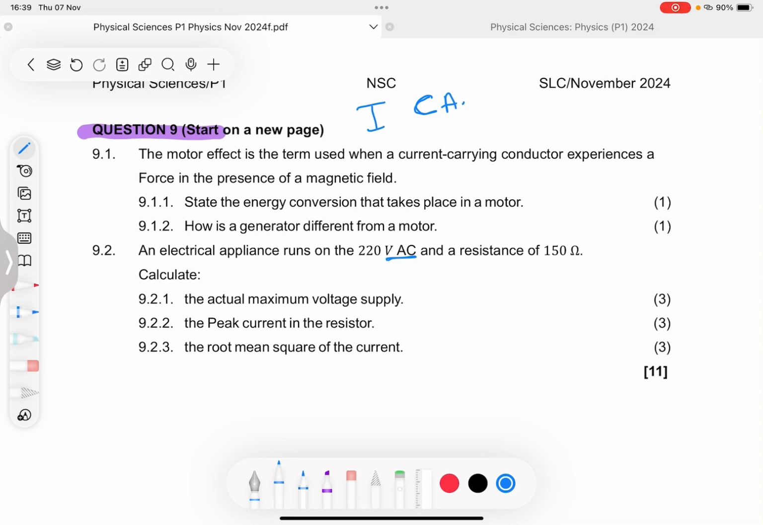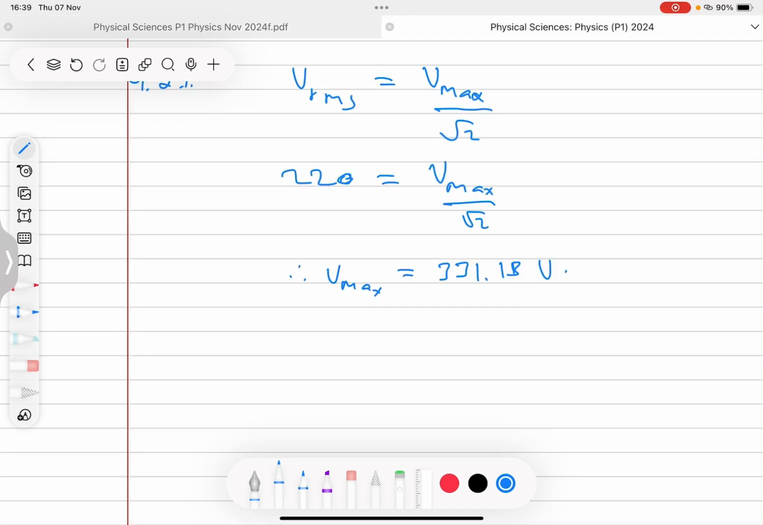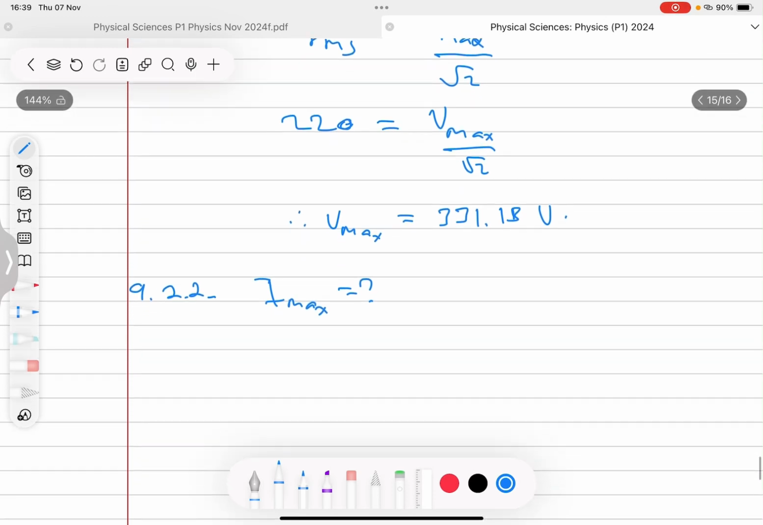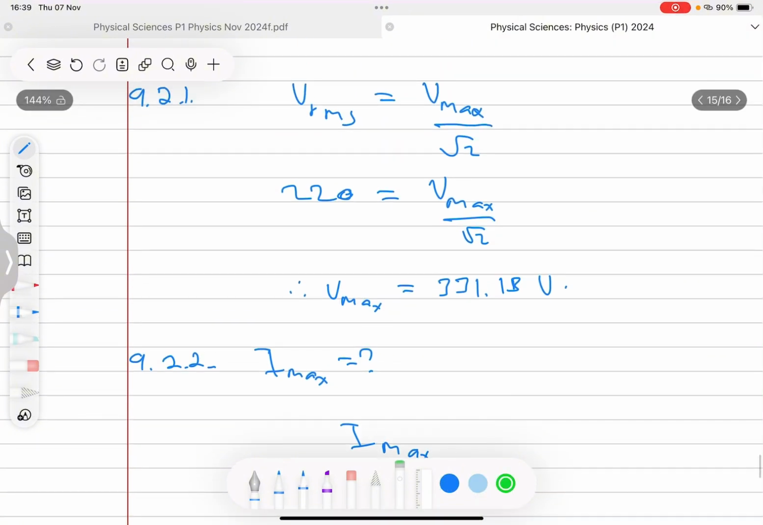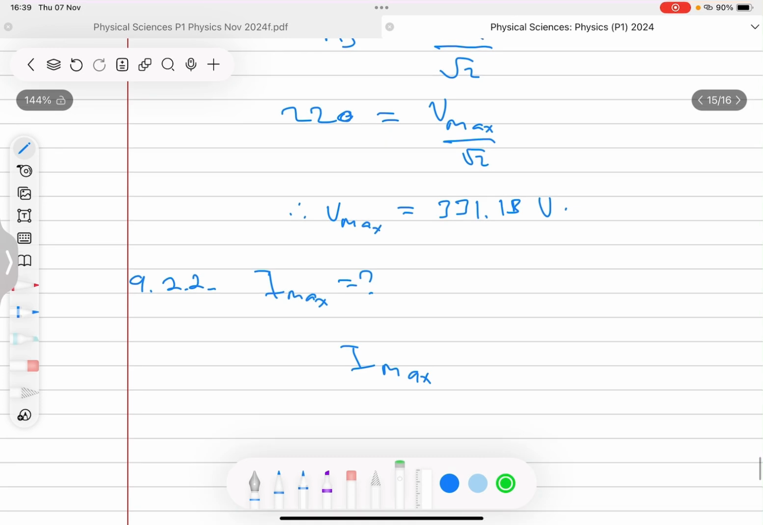The next question says calculate the peak current in the resistor. The peak current. Peak means maximum. When someone says to you a quantity is at its peak, it means we're looking for the maximum. So we're going to look for the maximum current. If you go to the formula sheet, you know there's a number of these formulas. You just have to check what you are given to see which formula is best to solve a problem.